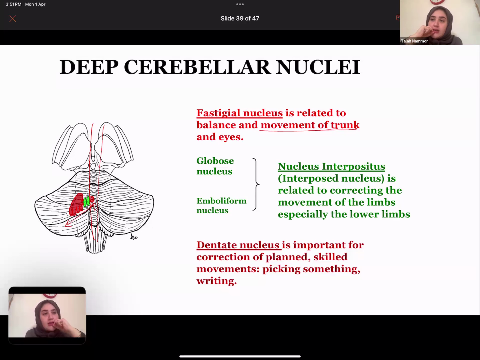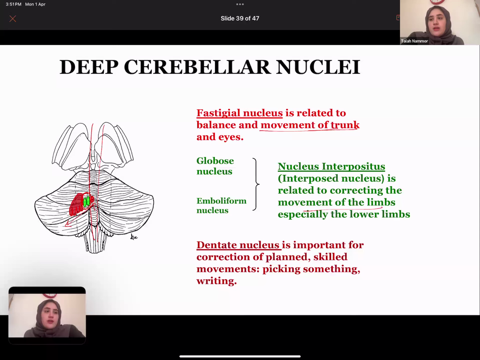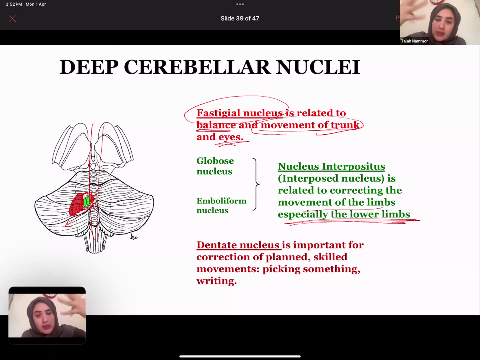And then we have the nucleus interpositus, which is those two, and they are related to the movement of the limbs, especially the lower limbs. Okay, here we have the movement of the trunk, and here we have movement of the eyes. So the vestibular nucleus: balance and eyes, like the vestibular. And not only that, but we also have movement of the trunk, so eyes, balance, and the trunk. Then we go more down to the limbs, which is done by the nucleus interpositus.